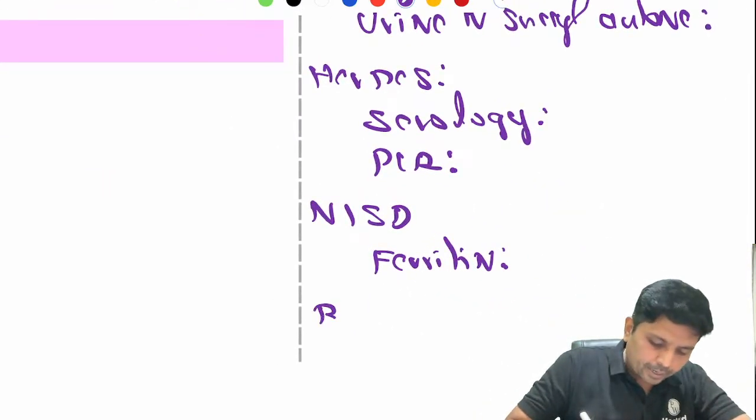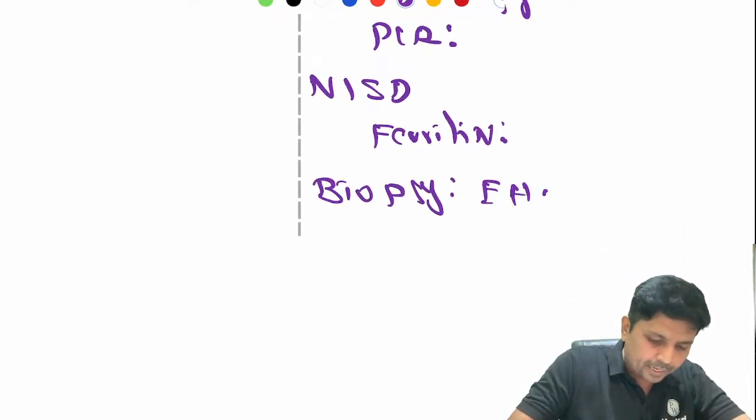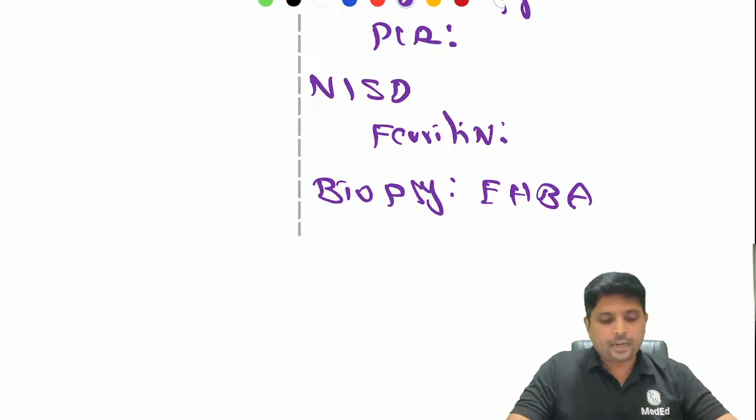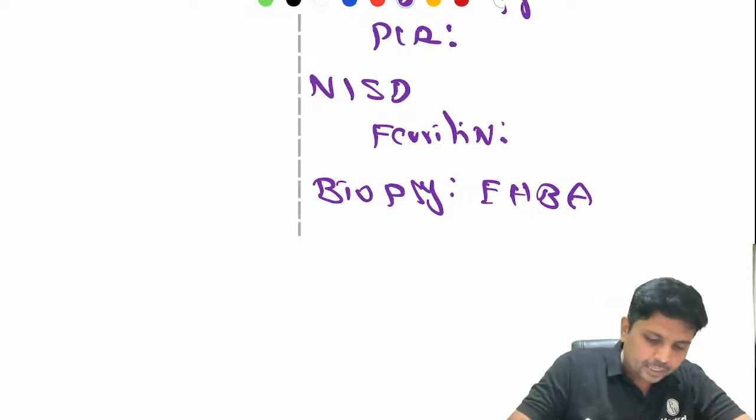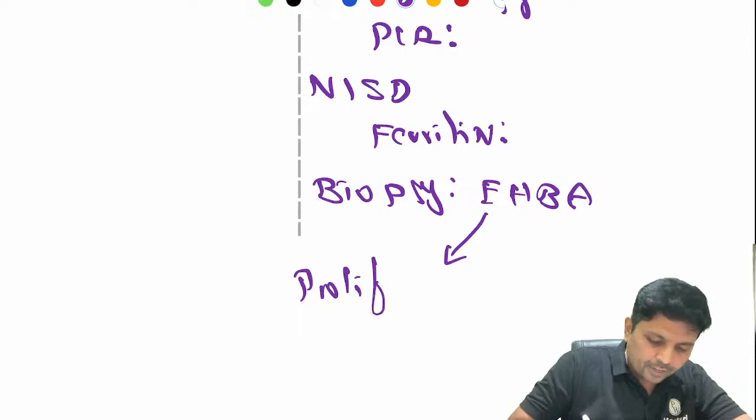And remember, in biopsy, they will ask you, what is the biopsy finding in extrahepatic biliary atresia? In extrahepatic biliary atresia, the biopsy finding is proliferation of bile duct radicals.